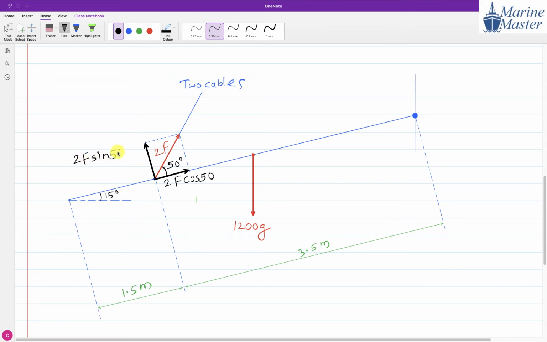So another component will become what? 2f sin 50. So in this way, we have two components. Now we will see the benefit of taking the components.